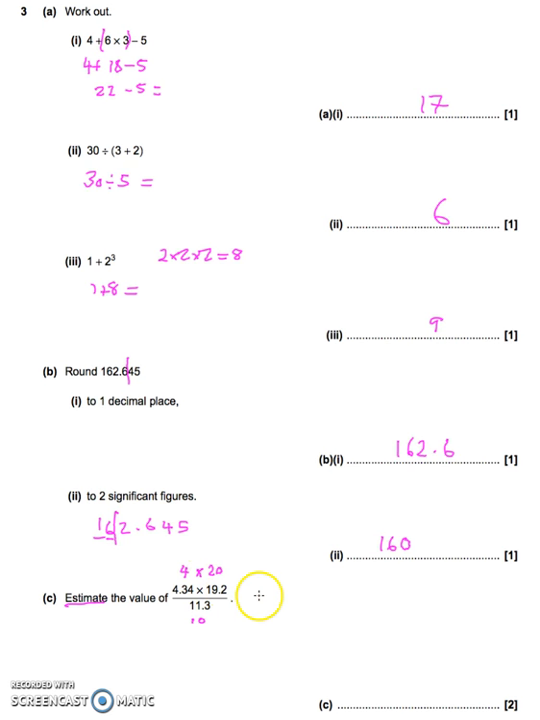So 4 times 20 is the calculation you do, so that's 80, and then divide that by 10, and that is the answer of 8. So pretty simple once you've rounded those numbers to get the answer to the estimated value of this calculation. And that's it.